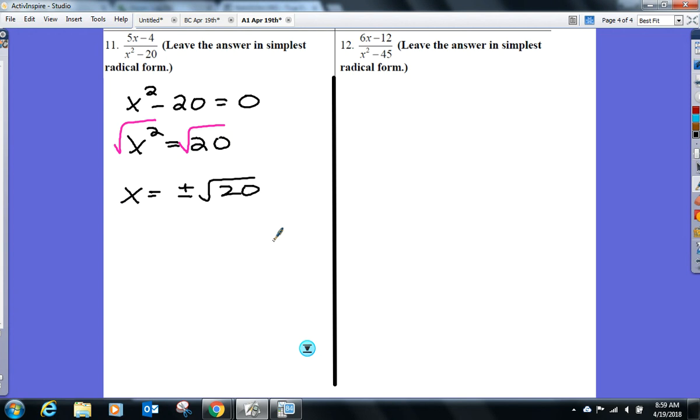Okay, so we're going off in a totally new direction. I'm going to show you how to simplify a radical. Okay, everybody good? We ready to go? Are you okay on this point? Setting it equal to 0. You can't factor it, so I moved the 20 over and took the square root.